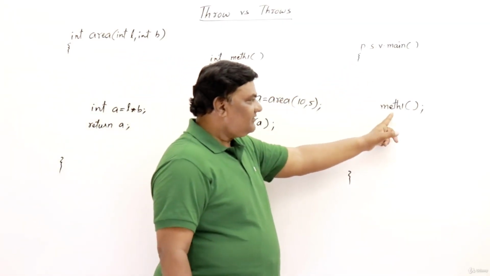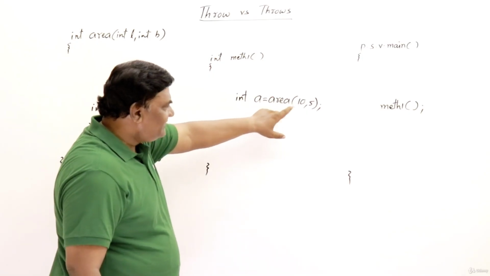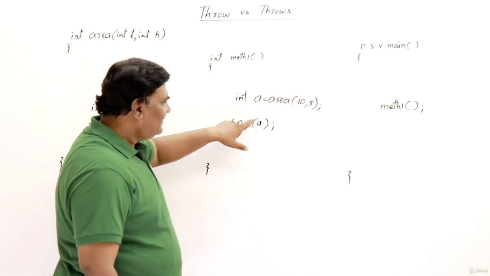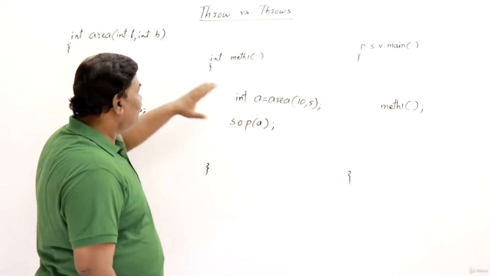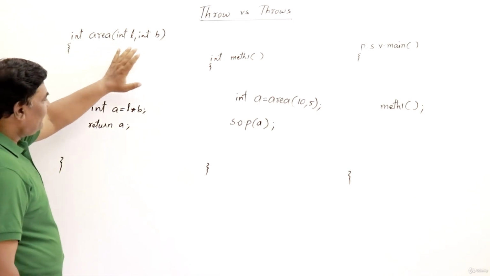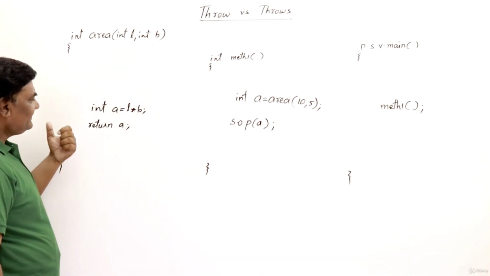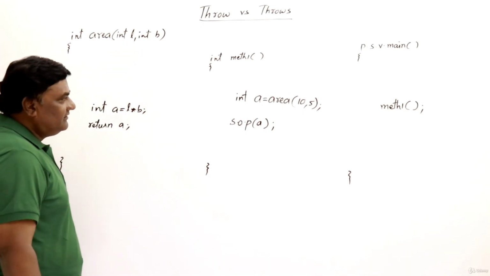Here is a main method calling method 1, and method 1 is calling an area method by passing 10 and 5 and printing the result. And this is a method calculating the area of a rectangle, that is, length into breadth. It is taking length and breadth, calculating them, and returning the area.